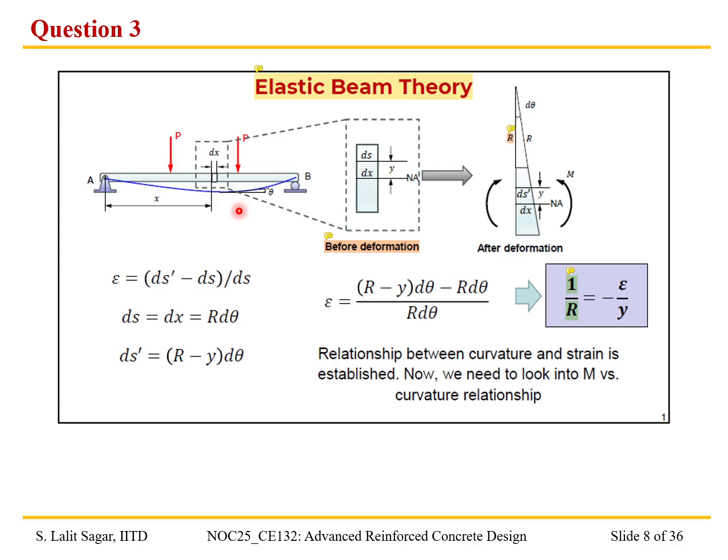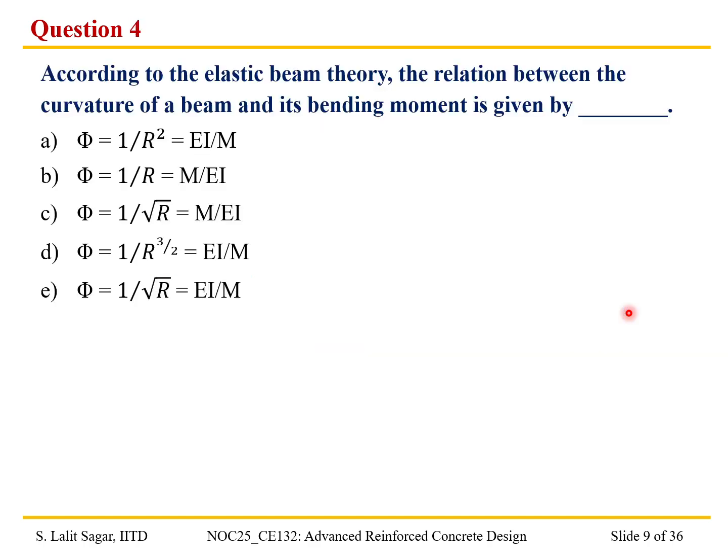Based on the elastic beam theory and our derivation, the curvature phi is equal to 1 by r, where r is the radius of curvature, is equal to epsilon by y. Again, epsilon is the longitudinal strain and y is the distance of the fiber from the neutral axis. So we can proceed to the next question now.